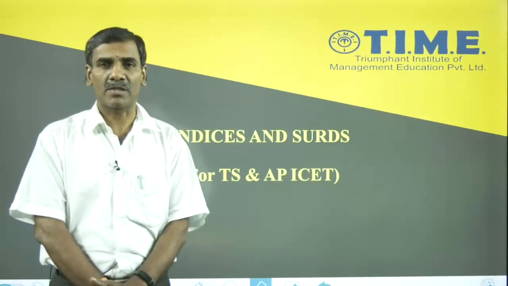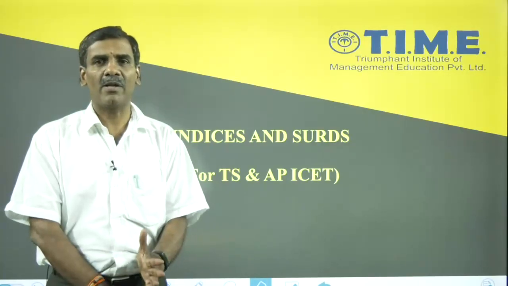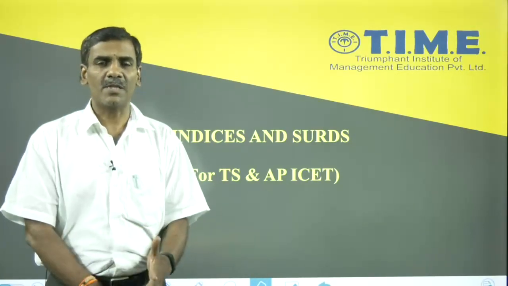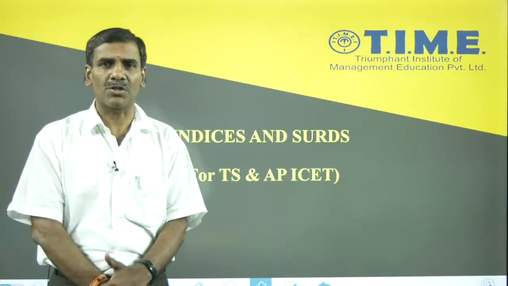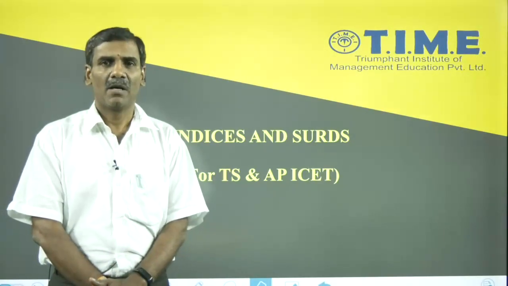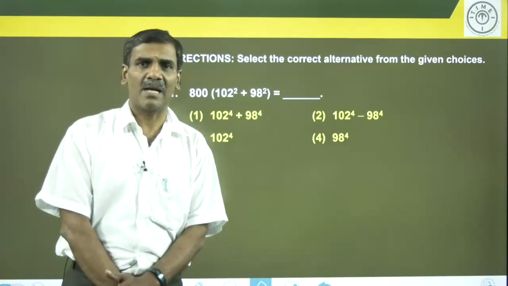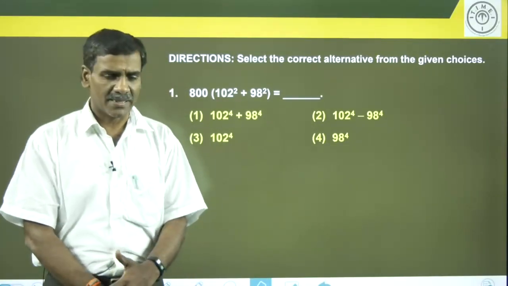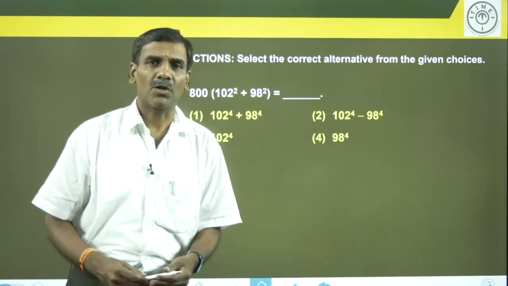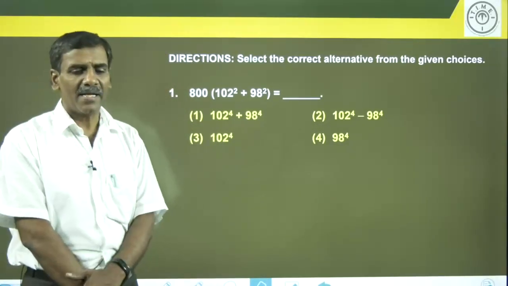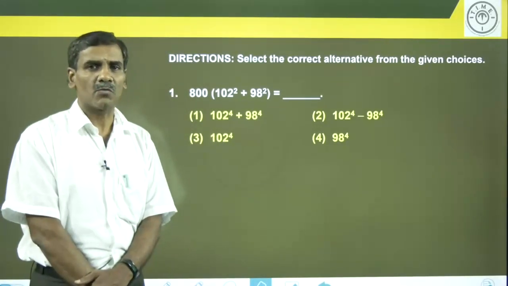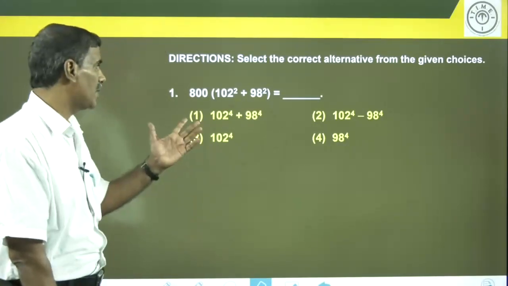In the indices and surds topic, the indices topic is separate and the surds topic is separate. So this particular slide will be mainly focusing on the questions based on indices, right? And we will be focusing on the questions that appeared in the examination over the last 2 years. If you look at the first one, the question is mainly focusing on 800 into 102 square plus 98 square, how much is it?